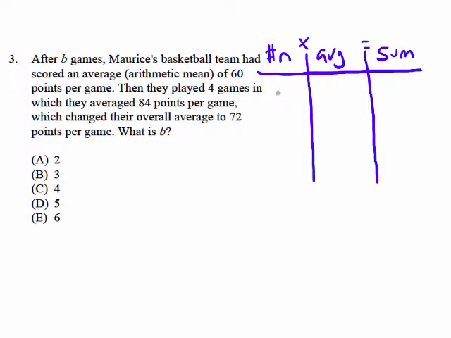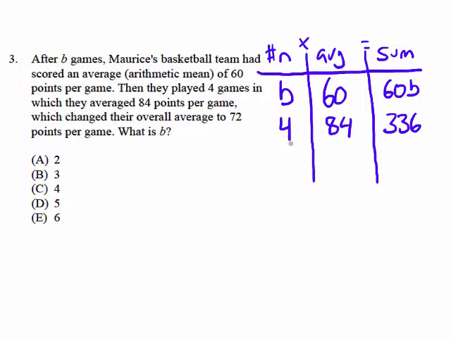In this case, how we're going to fill this in with the information from the question, the number of numbers is going to be the number of games, right? So there's B games that Maurice's team has played. They've averaged 60 points per game, so the total points they've scored on those B games is 60B, right? Then they play 4 more games, and they really play much better, apparently. 84 points per game, wowzers. So the sum of the points they scored in those 4 games is 4 times 84. Check your calculator, that is 336.